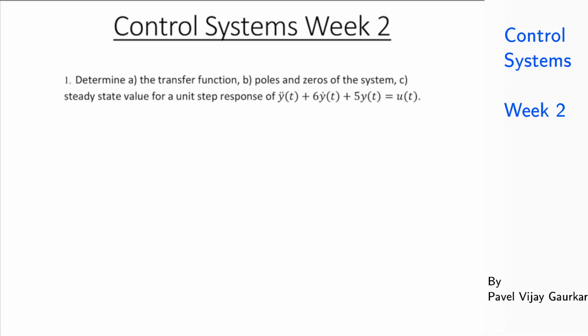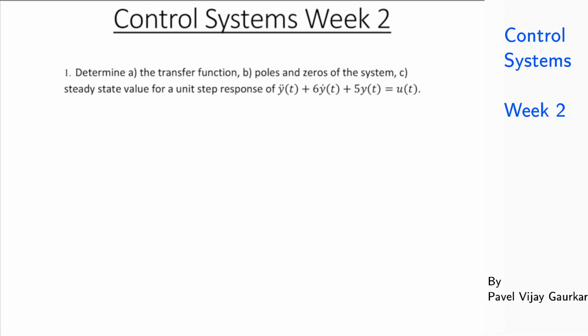So today we'll be going through three different examples which are related to transfer function, poles and zeros of the system, and related topics. So let's come to our first question. We have to determine the transfer function, poles and zeros of the system, and the steady state value for a unit step response of this differential equation.